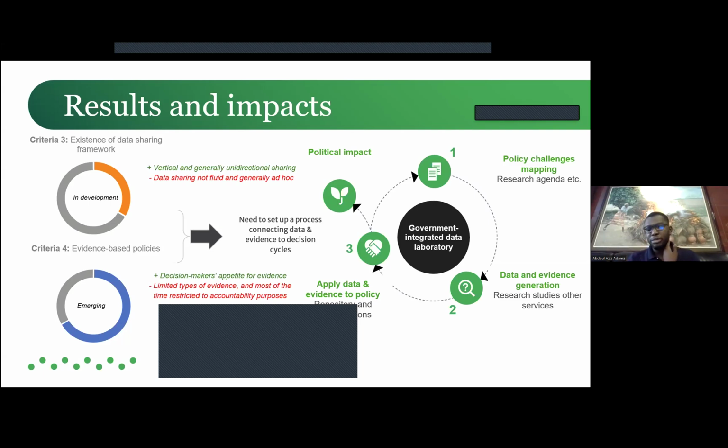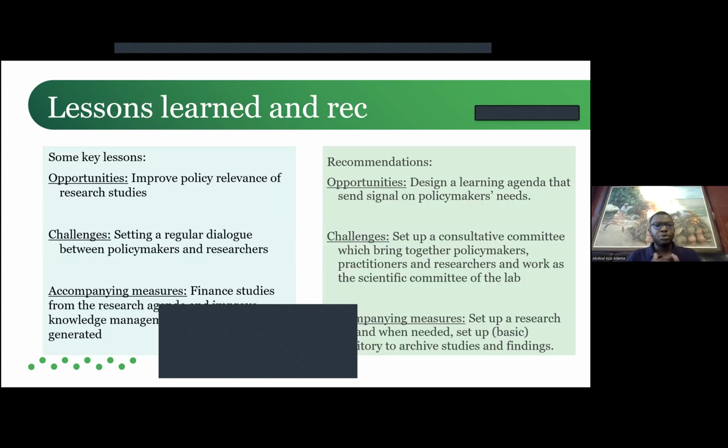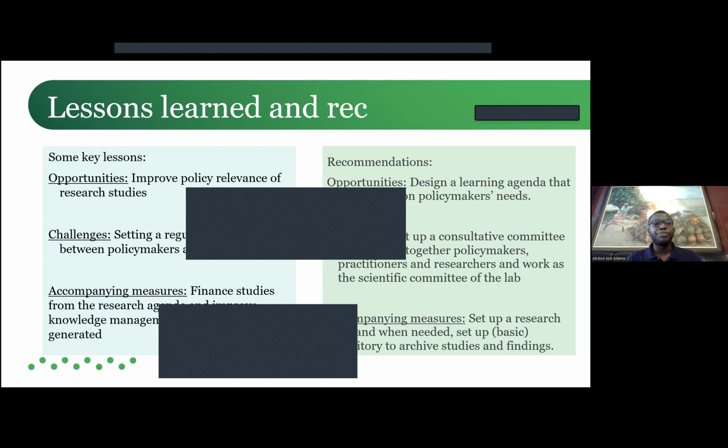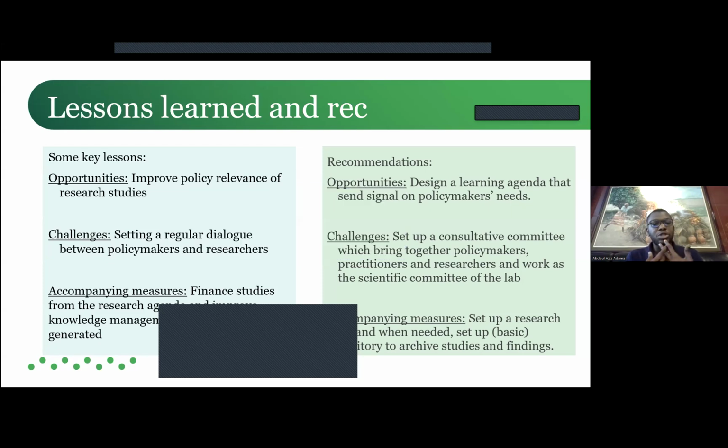What would be the third step? As a result from that process, we end up with some key lessons. The first point was the fact that there are opportunities to improve the policy relevance of research, because when the research is not relevant for policymakers, they may not be using it.